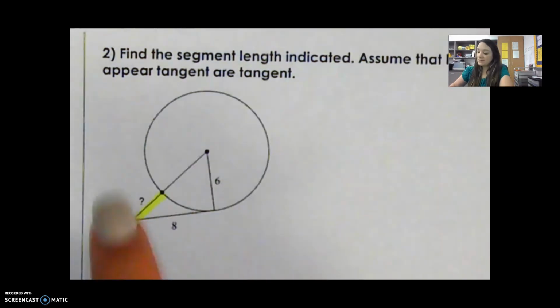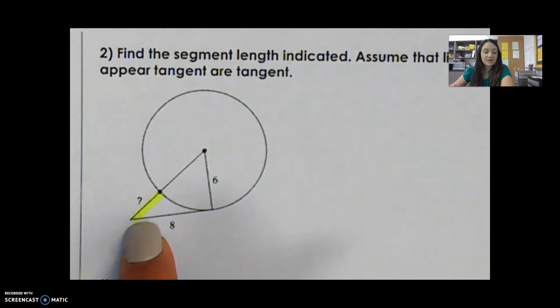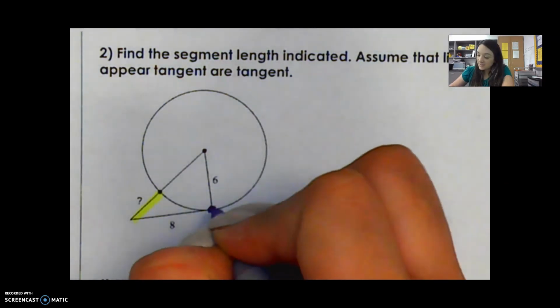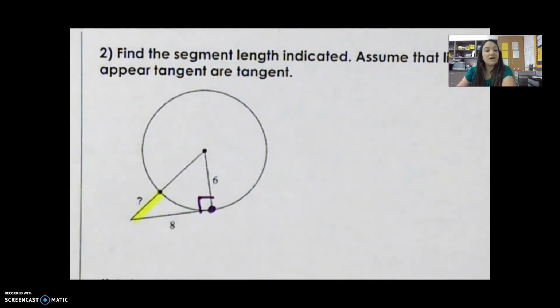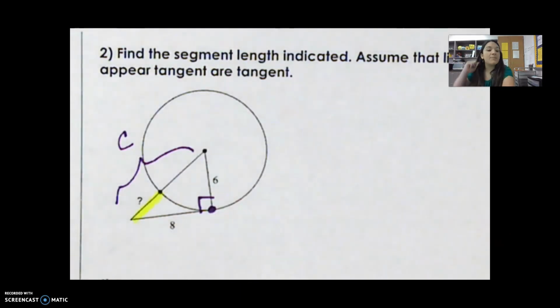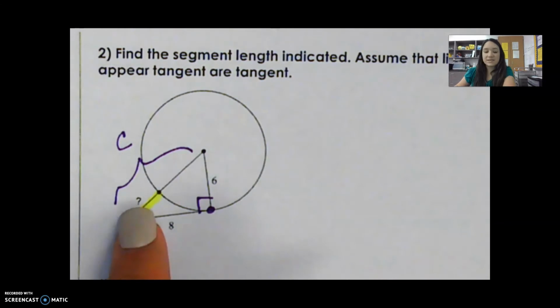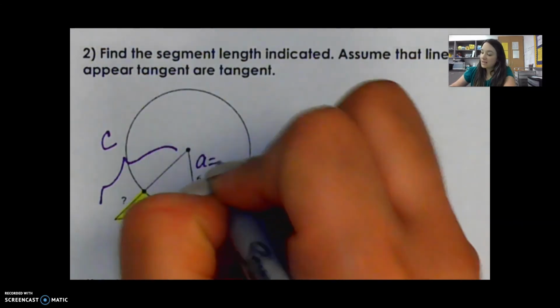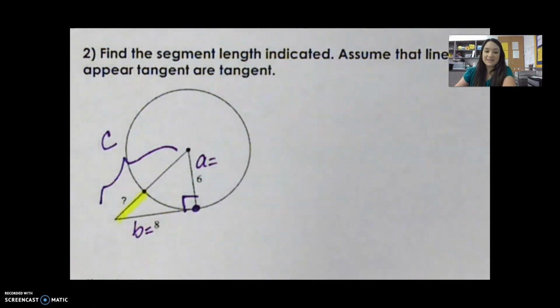Well, I know that this is a tangent because it's a line that intersects the circle at one point. This makes a 90-degree angle, so I've got another right triangle. So over here is going to be my hypotenuse, C. I don't know how big the whole thing is. It only wants a piece of it too, so I need to find the whole thing first. If this is A, this is B, I need to find C.